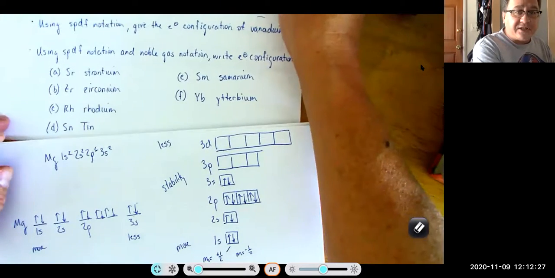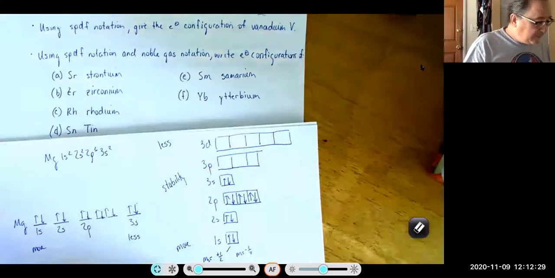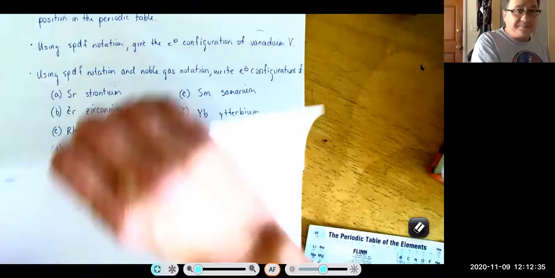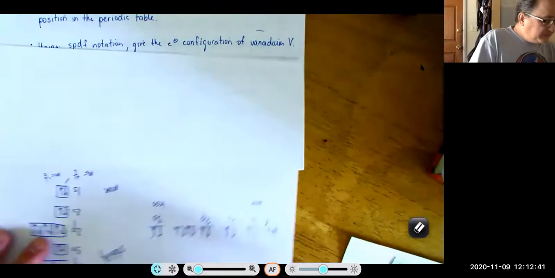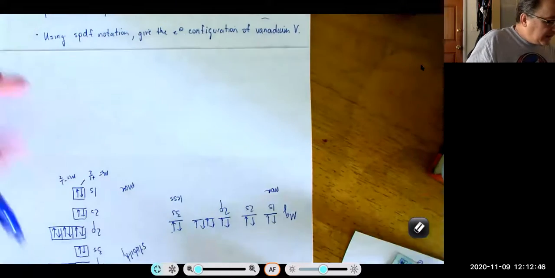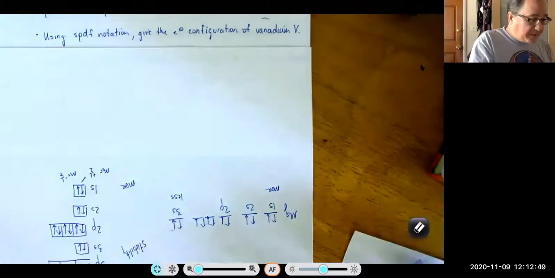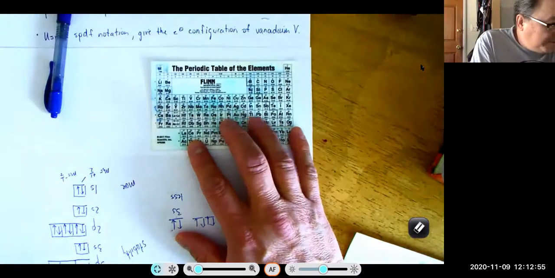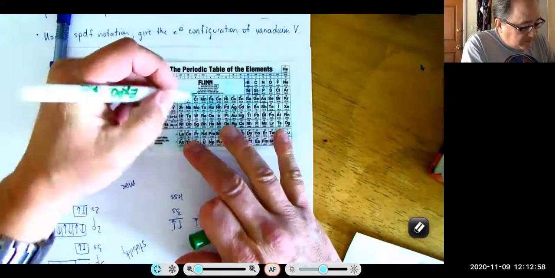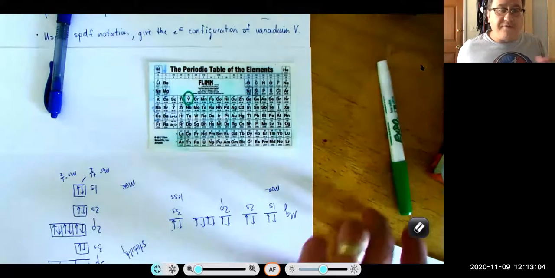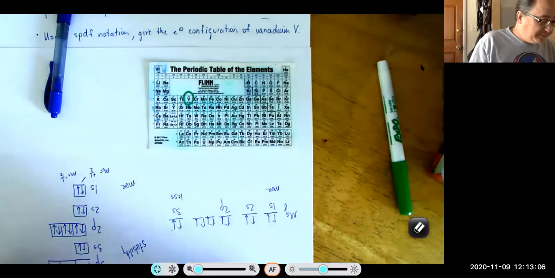Using SPDF notation, give the electron configuration of vanadium. So I'm going to flip my piece of paper around here. And here's my periodic table. Vanadium is right here. So for this one, it's the same as before. We're going to follow the filling order, but then we have to do something extra.